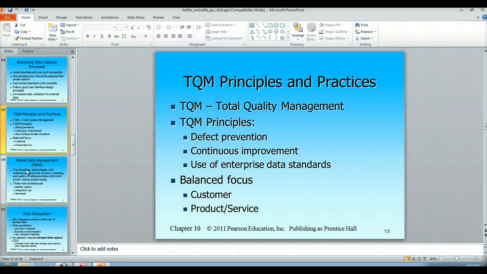There's got to be a balance to make data entry easy for customers, for our product people, our service people, for the CEOs, for internal customers, for external customers, etc. Everyone has to be handled properly when you talk about total quality management principles when it comes to your data.